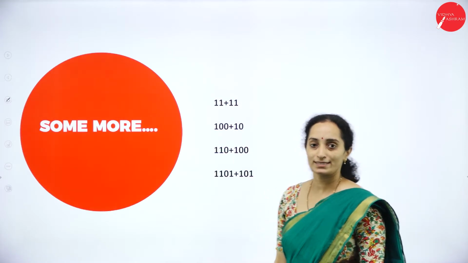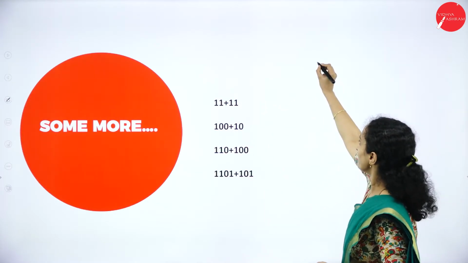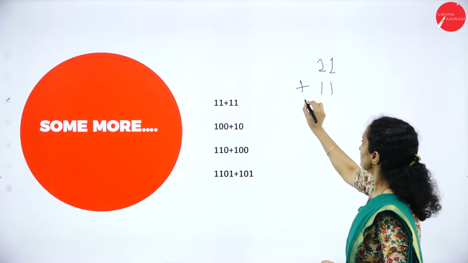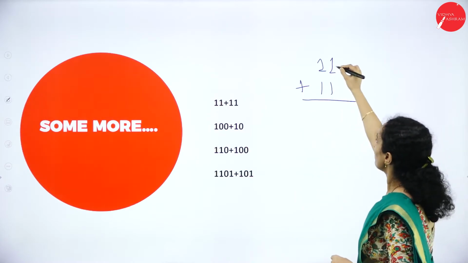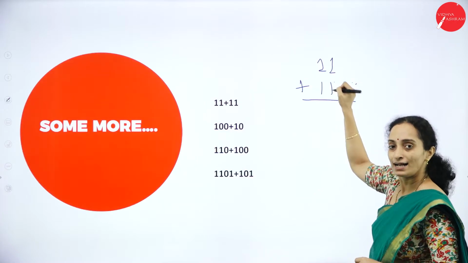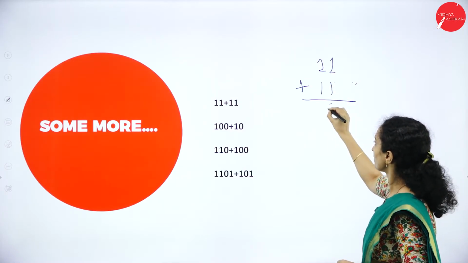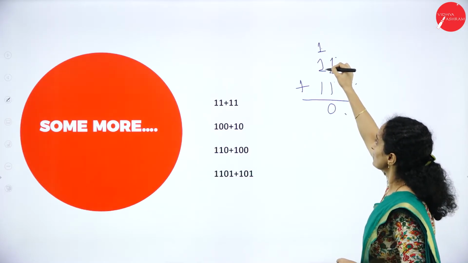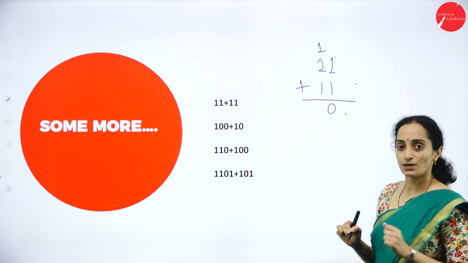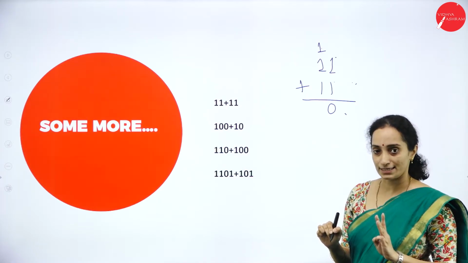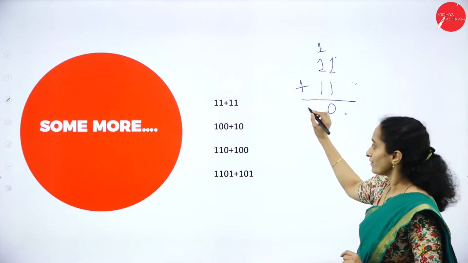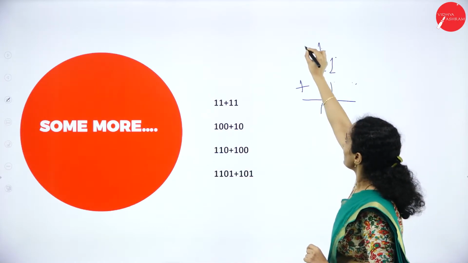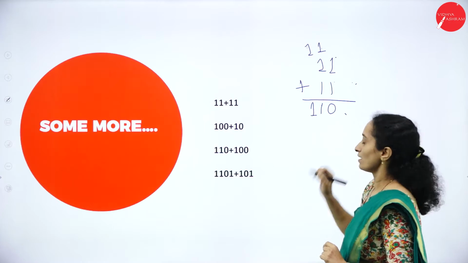We have some more examples. 1 1 plus 1 1. How do you perform the addition? 1 1 plus 1 1. What is the result? 1 plus 1, sum is 0. We have a carry of 1. Now what happens? 1 plus 1 plus 1 is 3. 3 is represented as 1 1. So again here we have the value 1 and a carry 1 represented as 1.